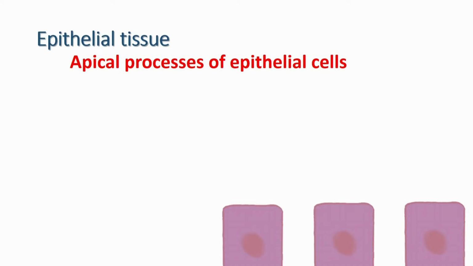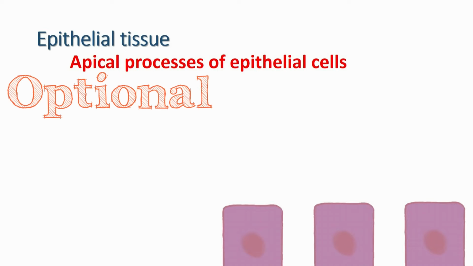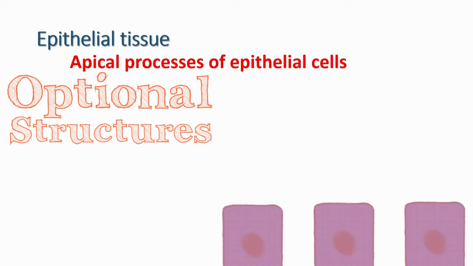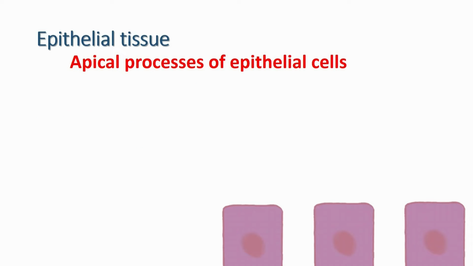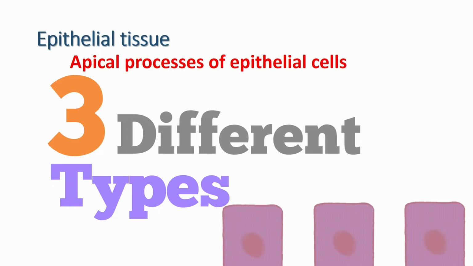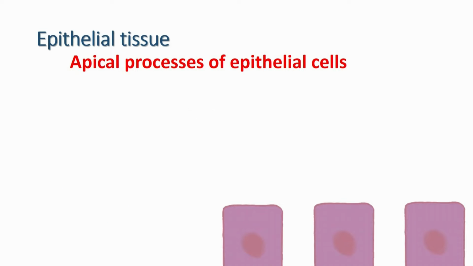Now, there are some processes on the apical pole of epithelial cells. However, these processes are optional structures. I mean, some epithelial cells have them and some don't. It's some kind of an accessory feature. There are three different types of these things, and we're going to check them out on these three cells.